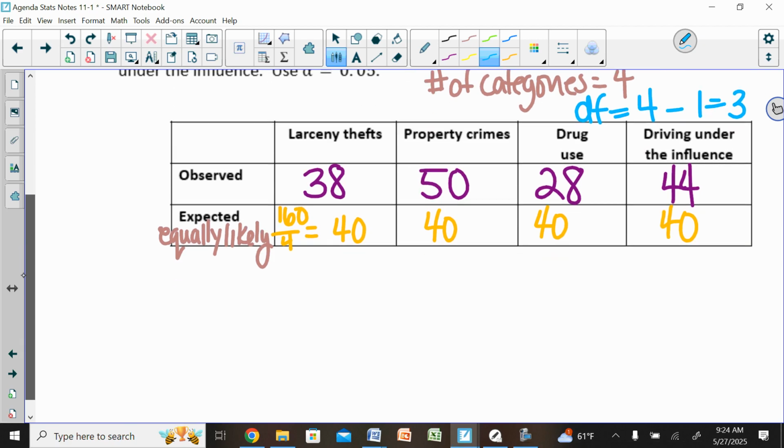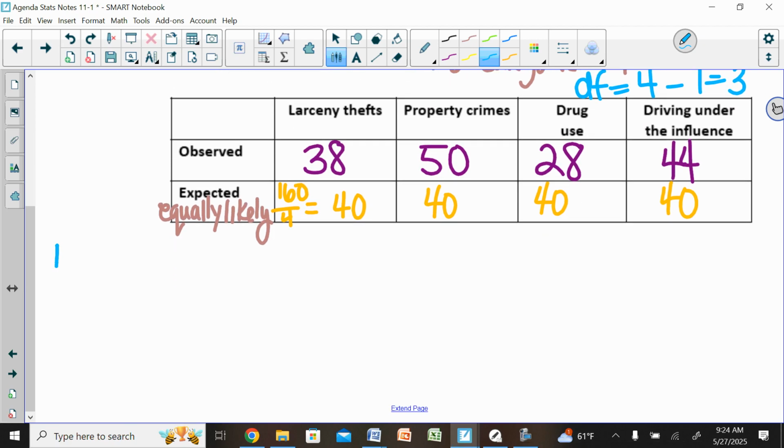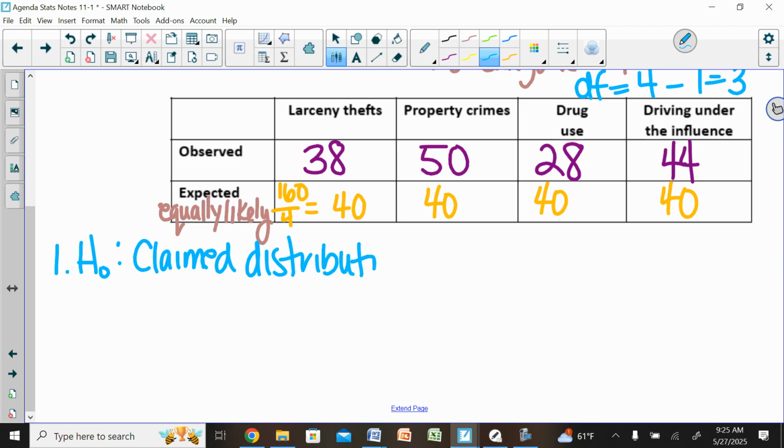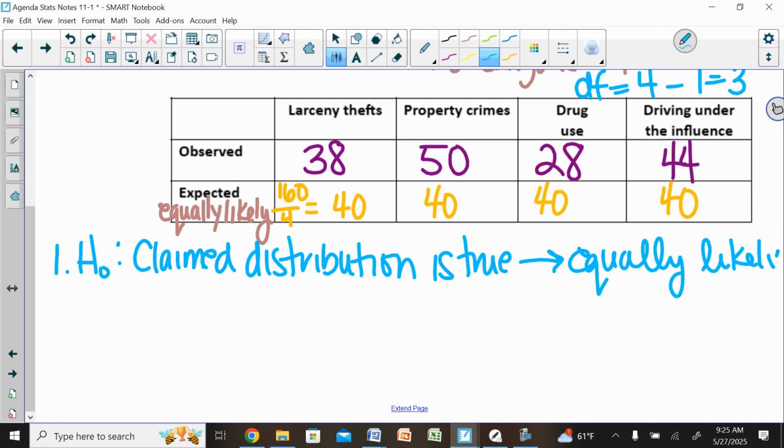All right, so let's start with our H sub 0. So our H sub 0, our claimed distribution of arrests is true. So there is no difference. I'm going to write it that way if you don't mind. How about I'll do this? Claimed distribution, right? They claimed up at the top that we thought they were equally likely, equally likely for all 4 types of crimes.